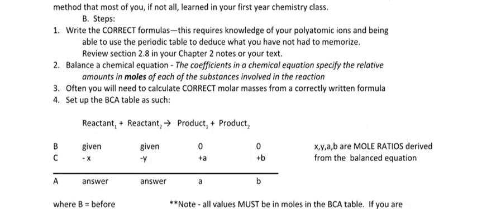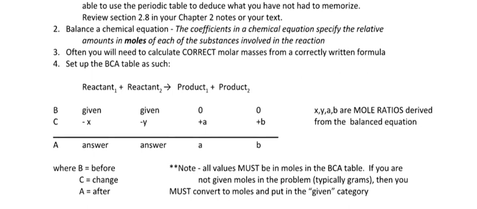So what does a BCA table even look like? Right here you have one reactant plus another reactant. You may only have one reactant if it's a decomposition. This produces product number 1 and product number 2. Now, B stands for before. How much of the reactants are you given? It should be in the problem, typically. And consider this: how much product do you start with before you even start the reaction? You don't have any product. That's why these are zeros.